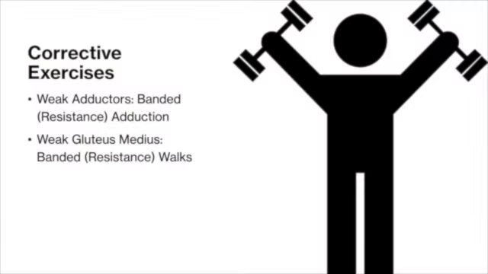These were the exercises we chose for the weak hip adductors and to fix the right hip hike. So we chose a banded adduction. I attached a cable to my pull-up bar and adducted my leg. That will work the adductors. And we also had a banded walk.